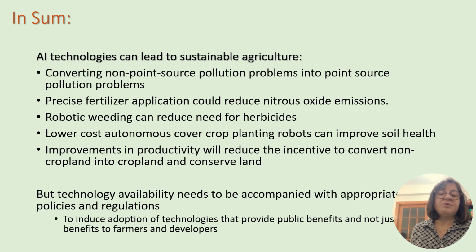The many examples of these AI technologies that can lead to sustainable agriculture that we just talked about: precise fertilizer application, which can reduce nitrogen leaching and nitrous oxide emissions; robotic weeding, which can reduce the need for herbicides and lead to reduction in chemical pollution; lower cost autonomous cover crop planting robots that can improve soil health. And these improvements in productivity will in turn reduce the incentive to convert non-crop land into cropland and conserve land to meet the same amount of needs for food and fuel.